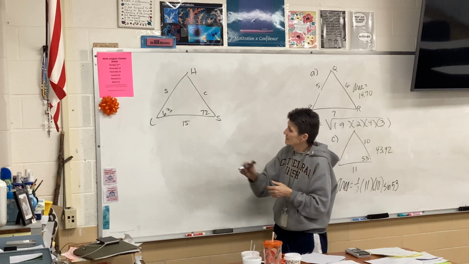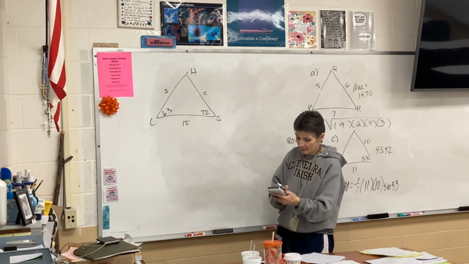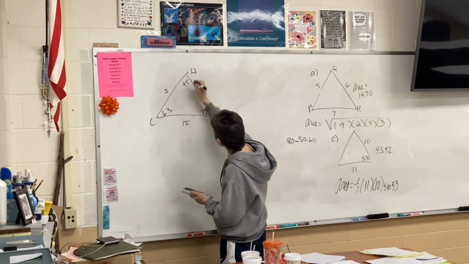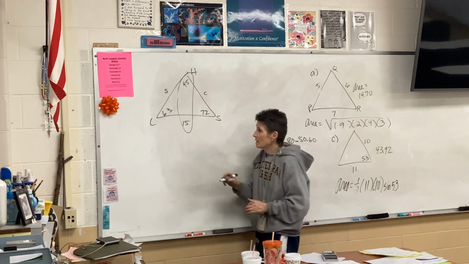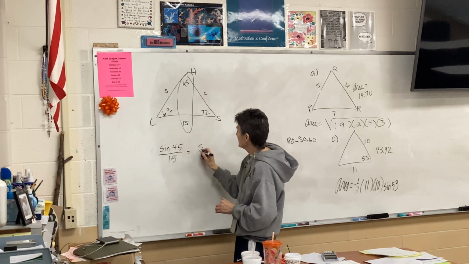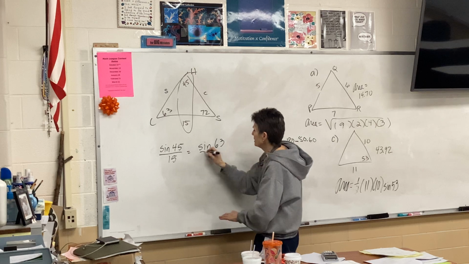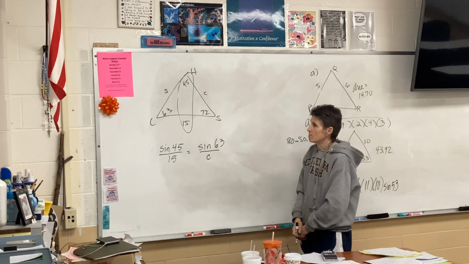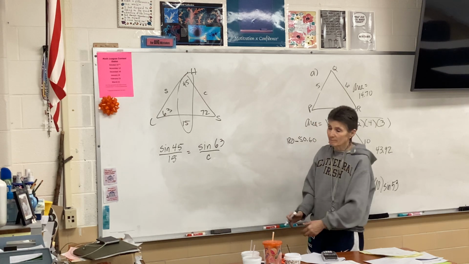So the first thing I notice is that I have 2 angles already, 63 and 72. This angle is 45. Okay? Now, look what's right here. Sine 45 over 15 equals sine C, C is 63, sine 63 over C. I am finding side C just because I wanted to. I could be finding side S. I had to pick one.